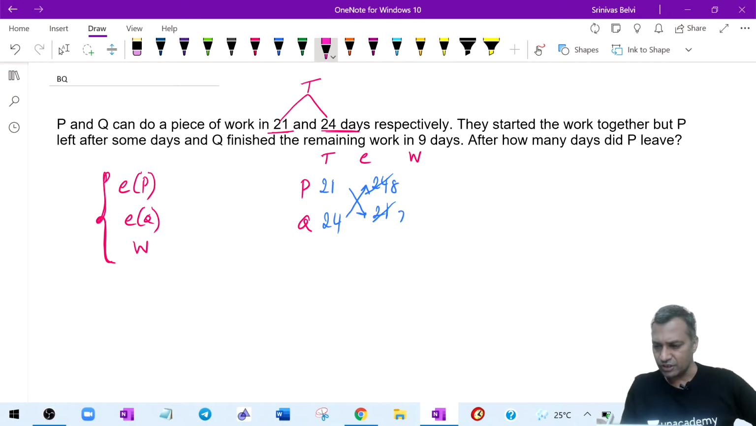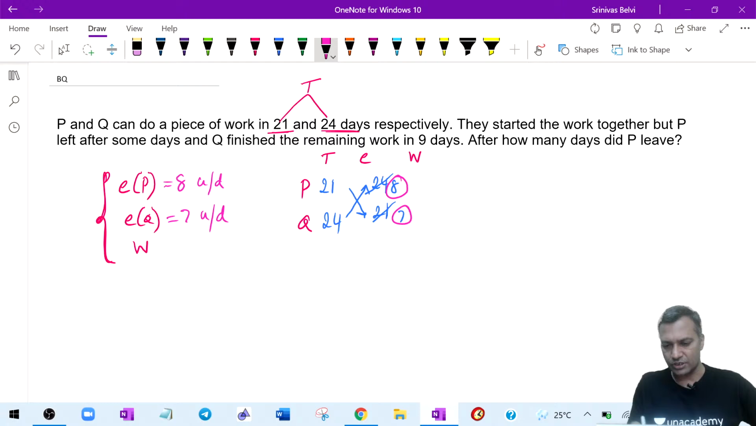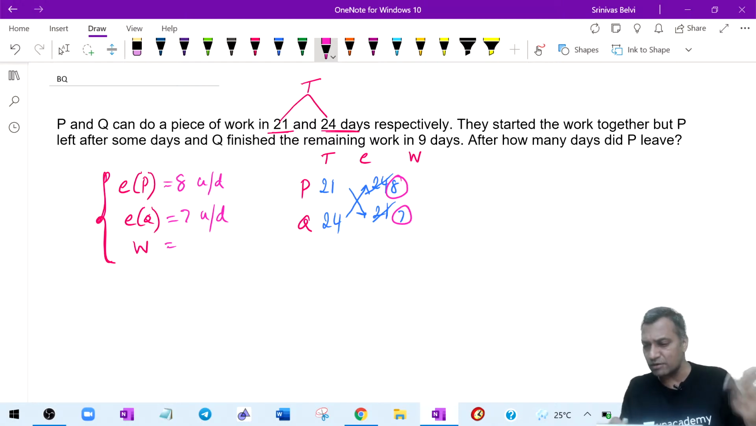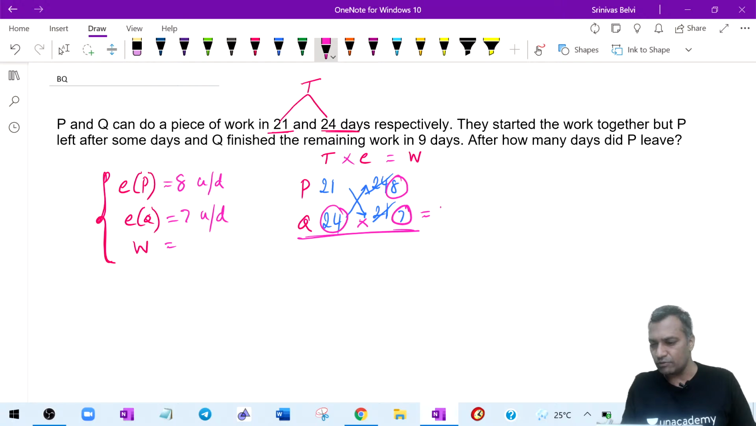That is, efficiency of P is nothing but 8 units per day. Efficiency of Q is 7 units per day. Therefore, what is the work? Time into efficiency is nothing but the work. Either you can multiply the first line or the second line. Let me just multiply 24 into 7. That is the work, which is 168 units. Work is 168 units.